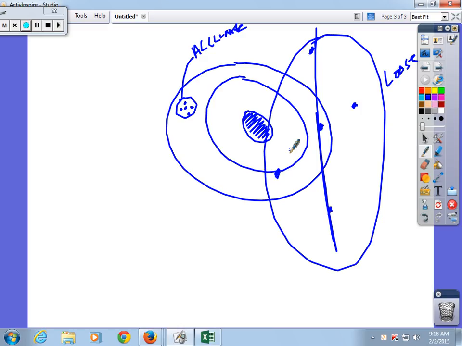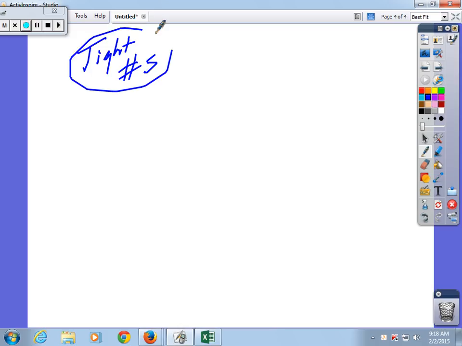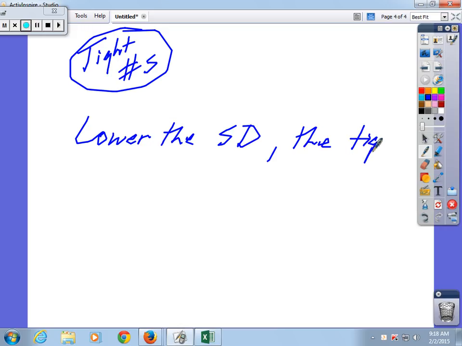Tight. There's that word again. So, what does that have to do with numbers? Well, in statistics, we want tight numbers. And how do you define tight numbers? Tight numbers: the lower the standard deviation, the tighter the group. Lower the standard deviation, the tighter the data.